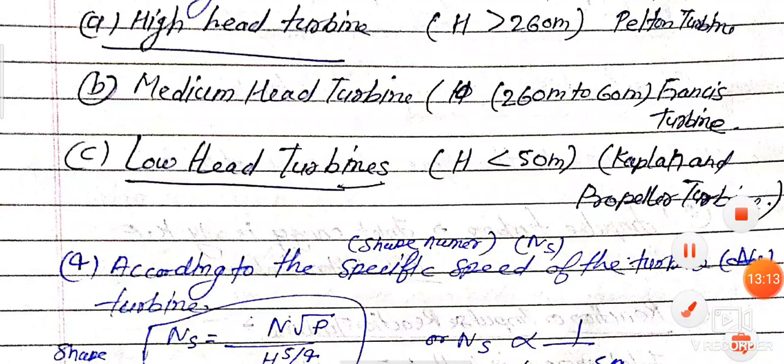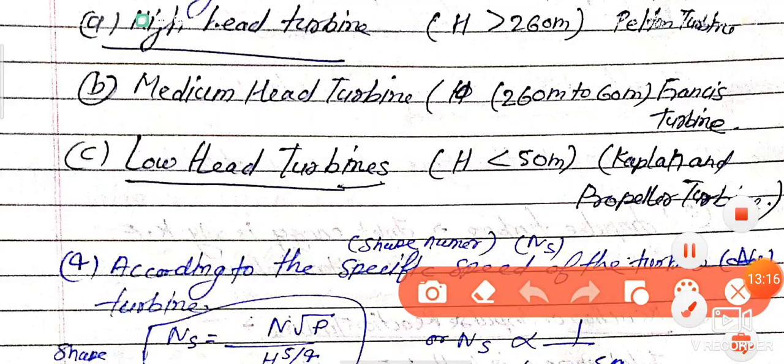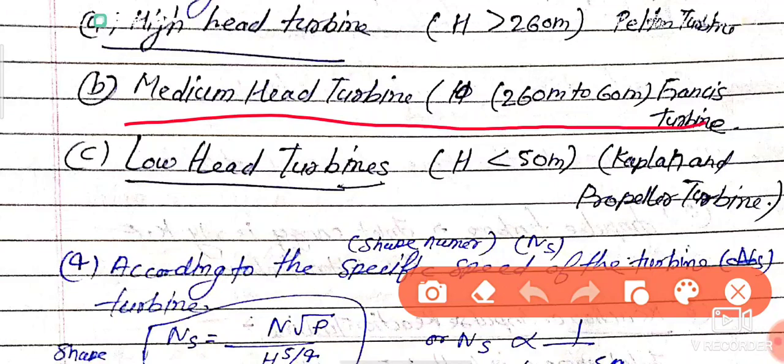The next type of turbine is medium head turbine, in which the head available at the inlet of the turbine varies between 60 meter to 260 meter. Francis turbine is an example of medium head turbine, whose head varies between 60 meter to 260 meter.